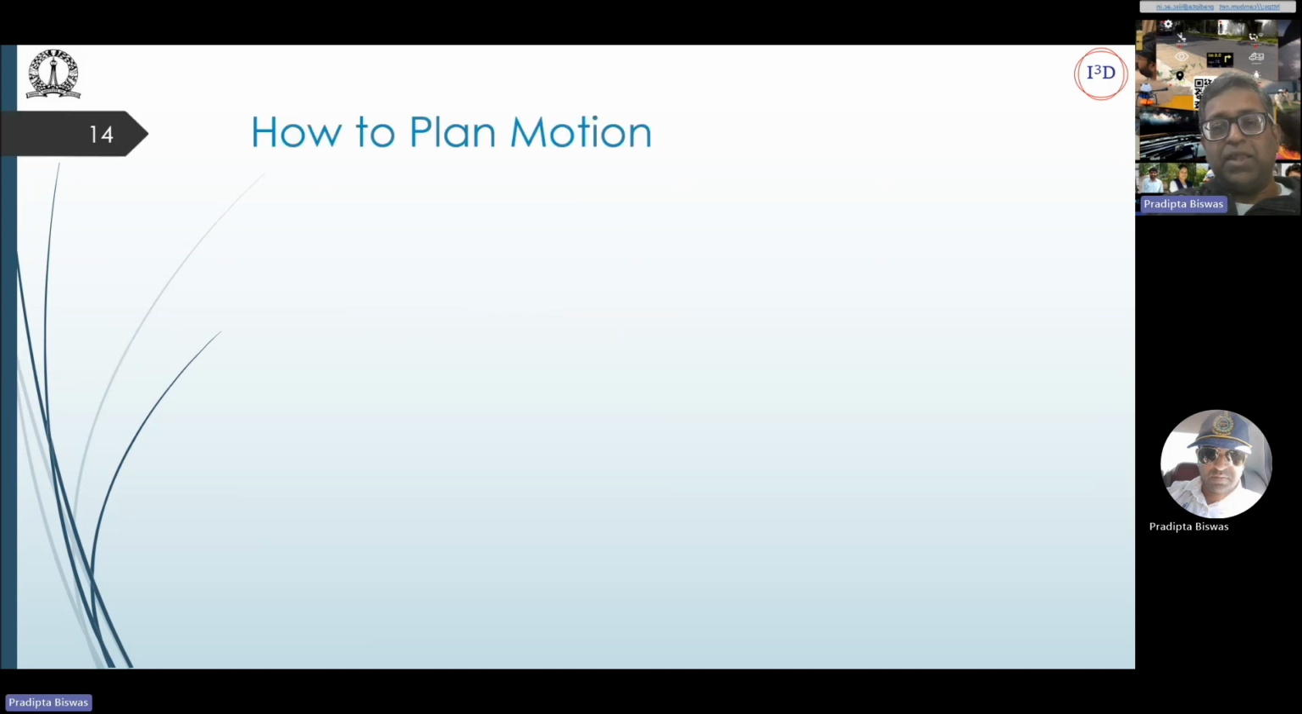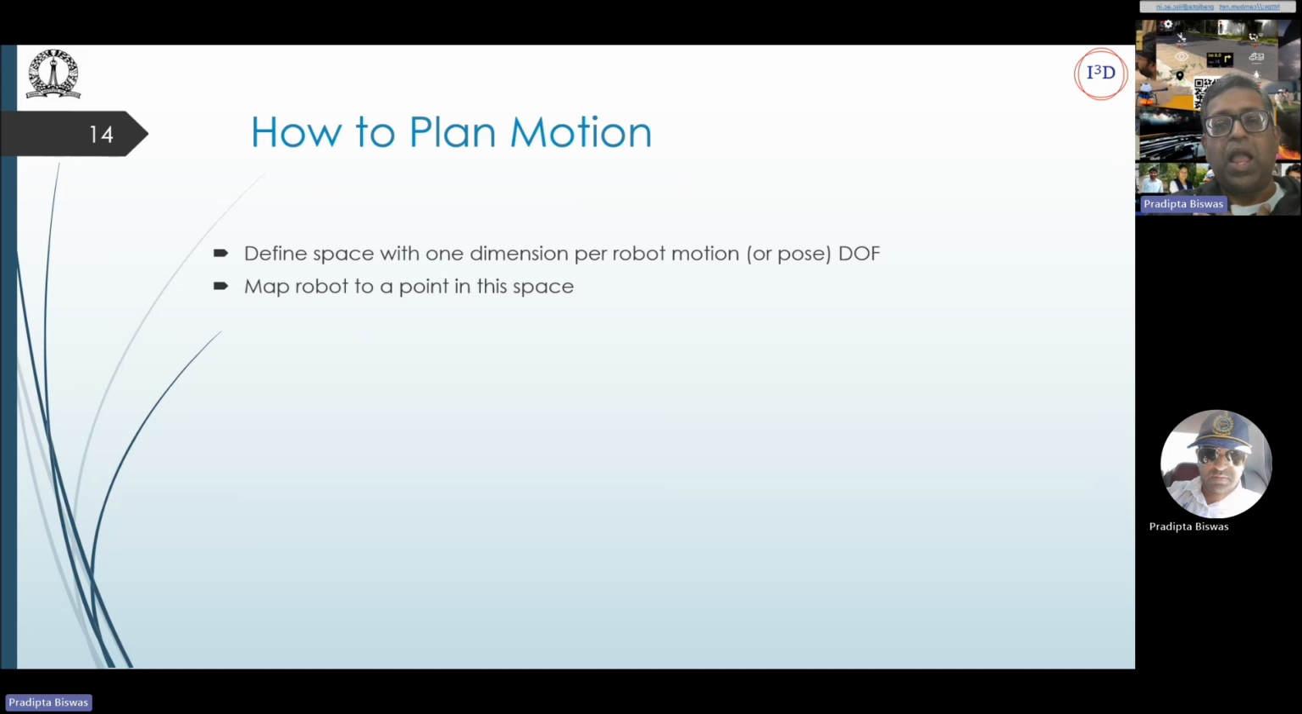So when we are talking about motion planning, let us formalize it a bit. What we do is first define the configuration space by defining a space with one dimension per robot motion or pose per DOF. For a rigid body, we have 6 DOF. So we map the robot to a point in the space, and the initial position of the robot will be a point in the space where we start.